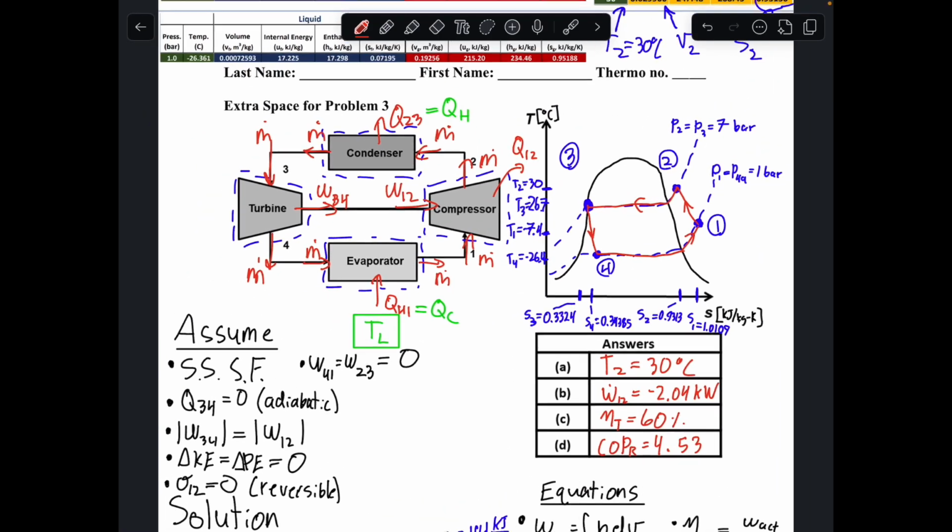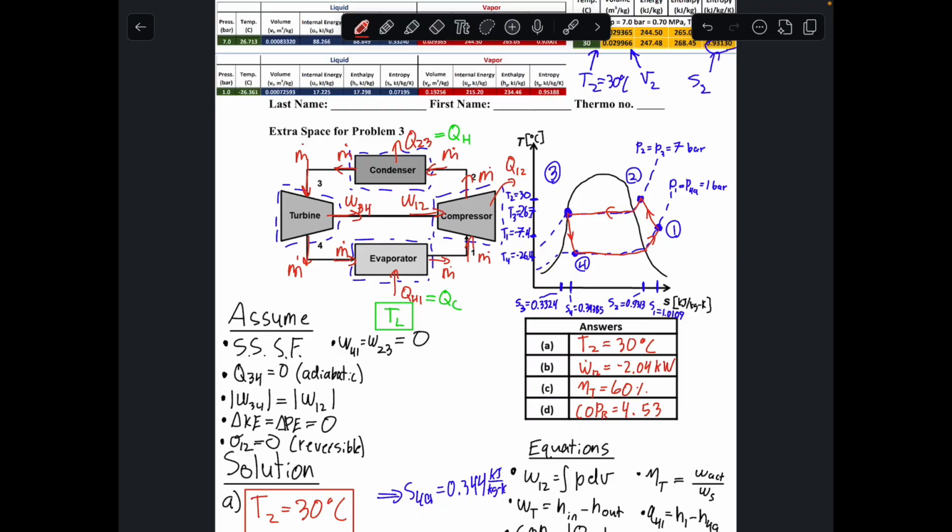So this is our final TS diagram. Again, we had to find some of the information for the entropy and temperature values. And then we plot all of our points, making sure that we know what phase we are in at each point, and then just draw the lines to connect them.